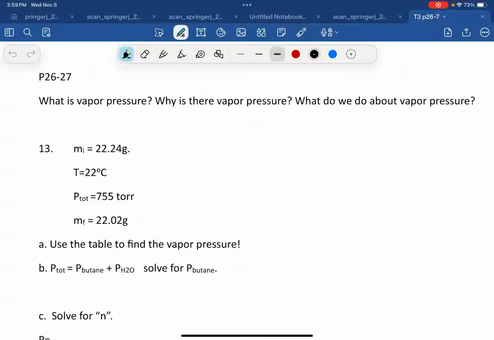And so vapor pressure is the pressure that builds up from water evaporating. So if you've got something with water in it, some of the molecules evaporate, and the more particles that are in the gaseous phase or the vapor phase builds up pressure. So that's what vapor pressure is. Why is there vapor pressure? I just explained that. So what do we do about the vapor pressure?